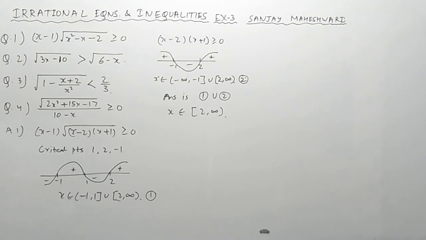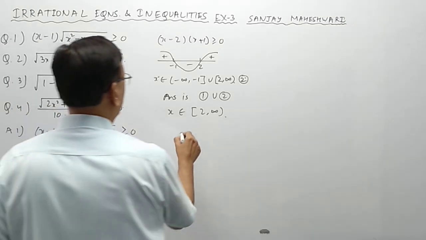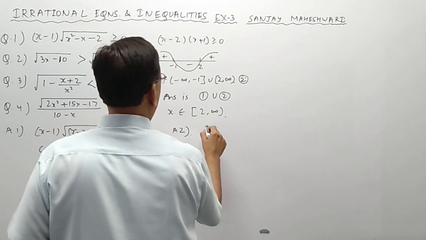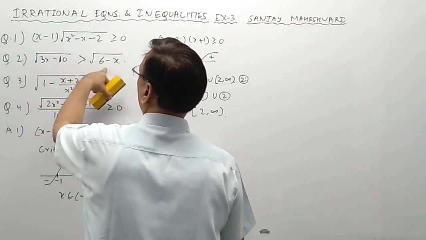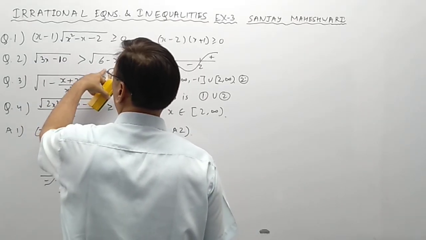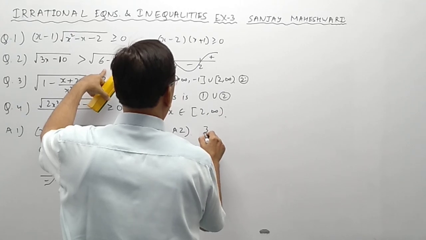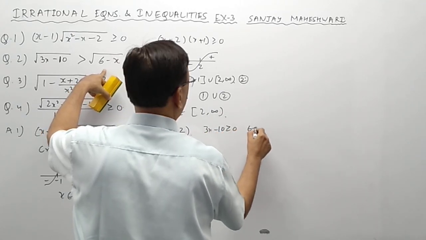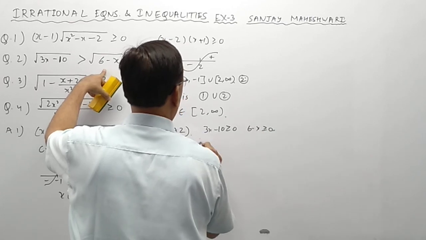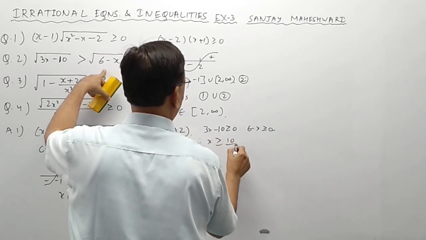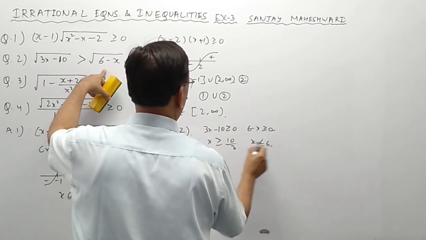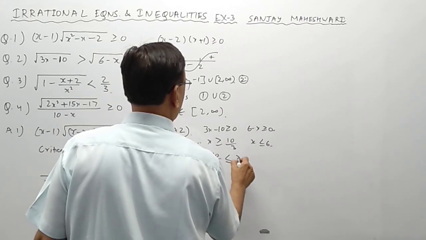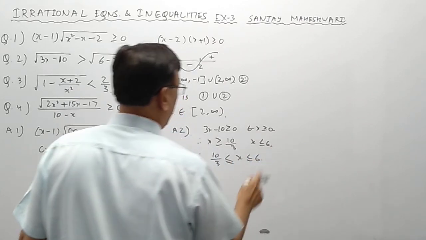Next, question number 2. Here you can see that both the expressions are under square root. Therefore 3x minus 10 should be greater than or equal to 0 and 6 minus x greater than or equal to 0. Therefore x should be greater than or equal to 10 by 3 and x should be less than or equal to 6. Therefore x lies within 10 by 3 and 6.